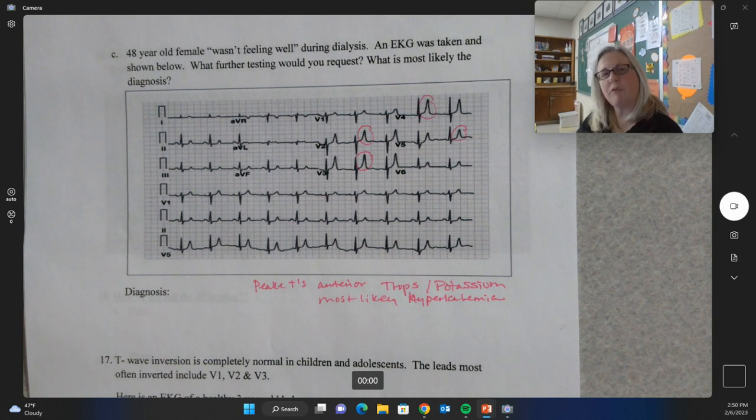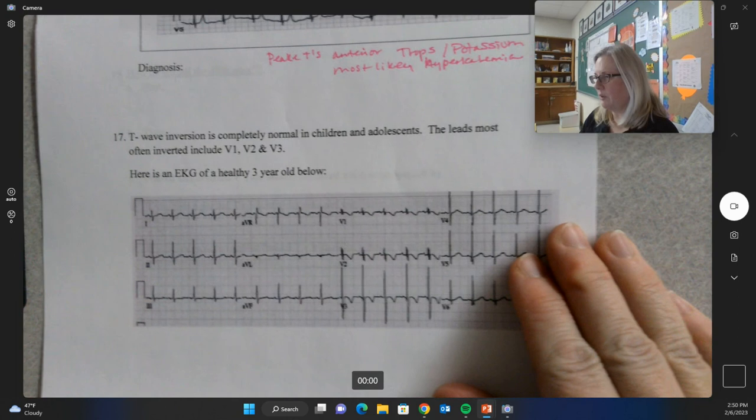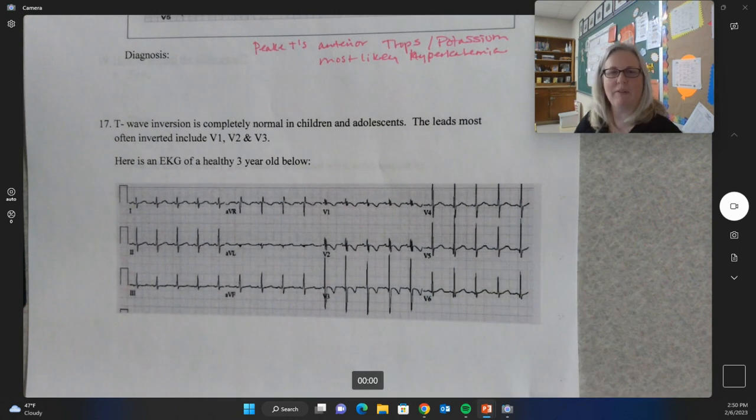Again, if you're going too fast, slow down. You can go to the next one, pause, rewind, whatever you got to do. All right, so T-wave inversion. We're looking at example number 4. Oh, no, this is not sample number 4. Is this sample number 4? Oh, yes. All right. So T-wave inversion is completely normal in children and adolescents. The most common is V1, 2, and 3. And here's an EKG of a healthy 3-year-old below.